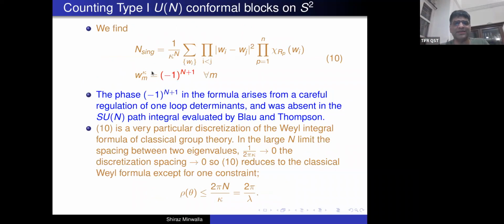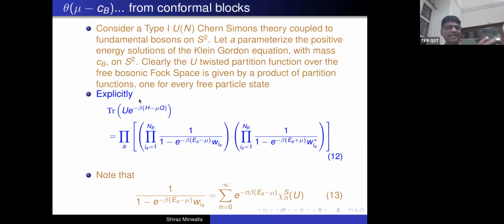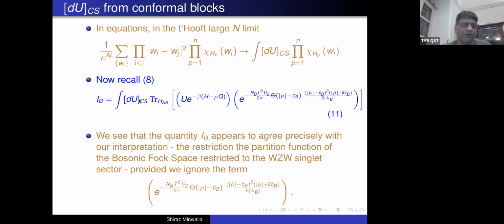What we really should have been doing is this. But in the large n limit, that's equivalent to integrating over a continuous measure, continuous eigenvalue densities of the holonomy, but with respect to a modified measure. And that's precisely the measure that appeared in the formula I showed you before. So I have almost already explained that the formula I showed you before was projecting down to the space of Wess-Zumino-Witten singlets.